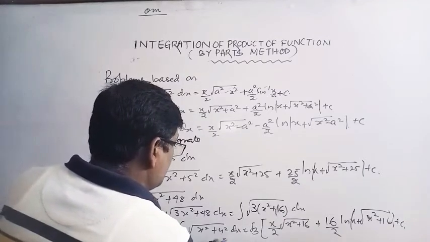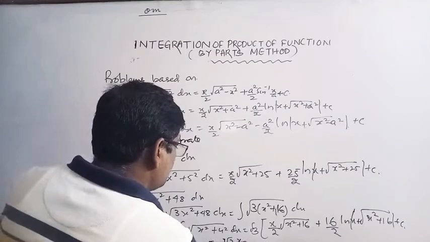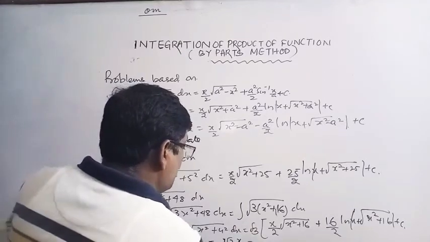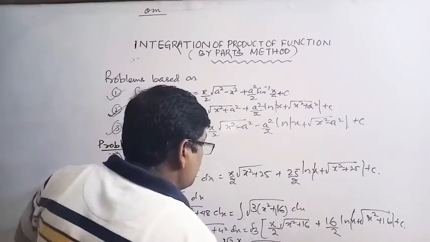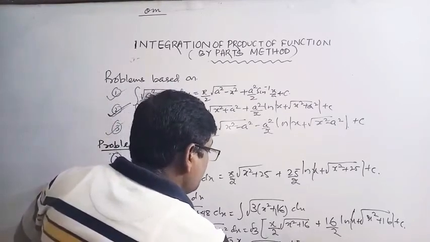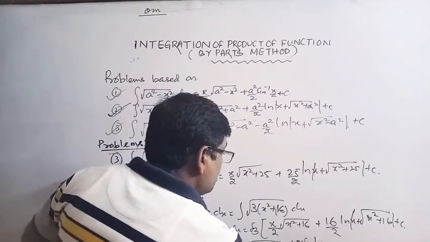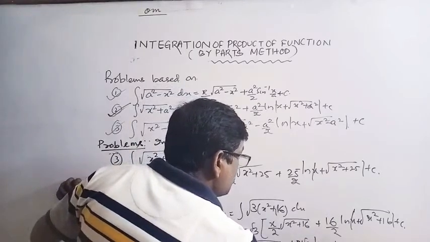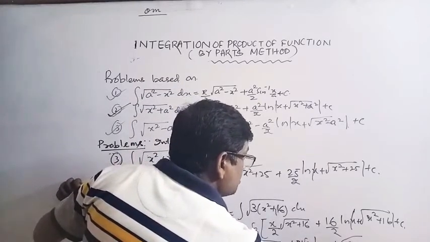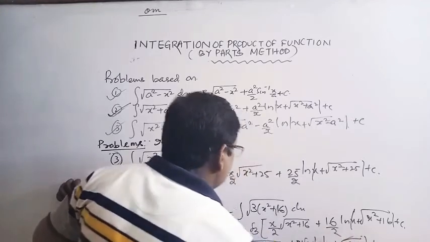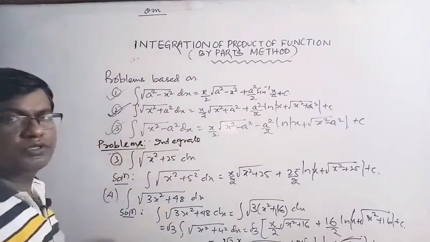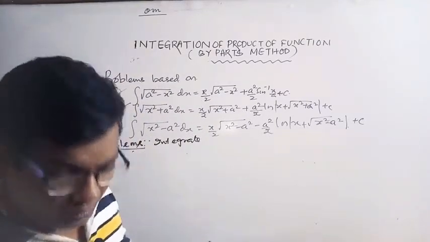So root 3 x by 2 root over x square plus 16, and this is 8 root 3, and this is log of x plus root over x square plus 16 mod plus c. This is the answer. Now another question.